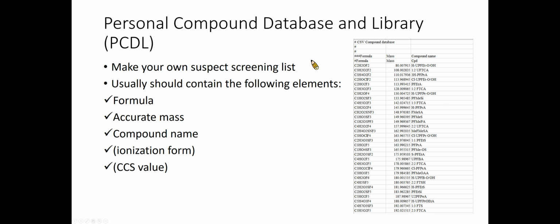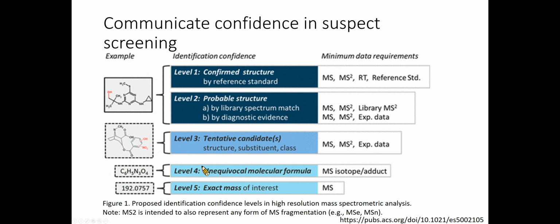Aside from the publicly available databases, you can also gather relevant information and formulate your own suspect screening list. This kind of personalized compound database and library requires at least the following elements: molecular formula, accurate mass, compound name, and if any, the collision cross-section value. We talk about the metabolite identification and library matching, but how can we communicate the confidence in suspect screening?